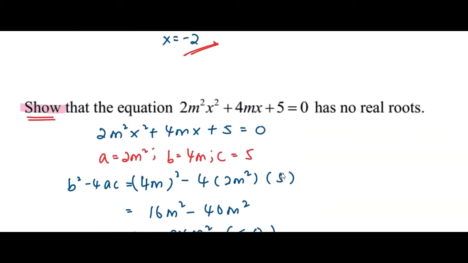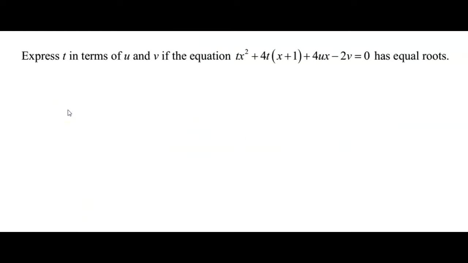And bear in mind that when you want to extract the values of a, b, c, you need to make sure that your equation is in general form. General form means that the right hand side has to be 0 and the left hand side has to be arranged in such a way that the x squared term will be the leading term, followed by the x term, and followed by the constant. All right, thank you.